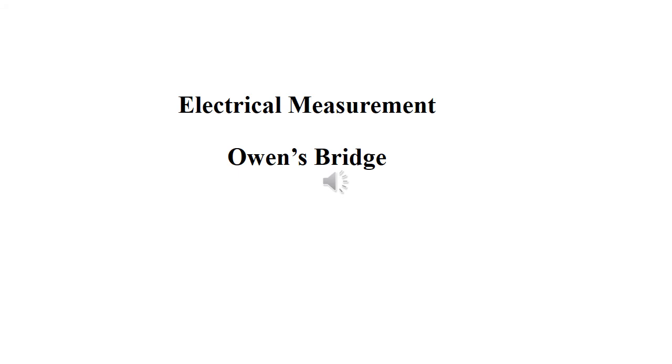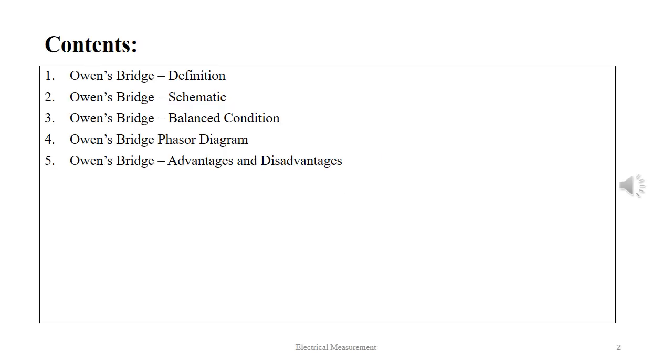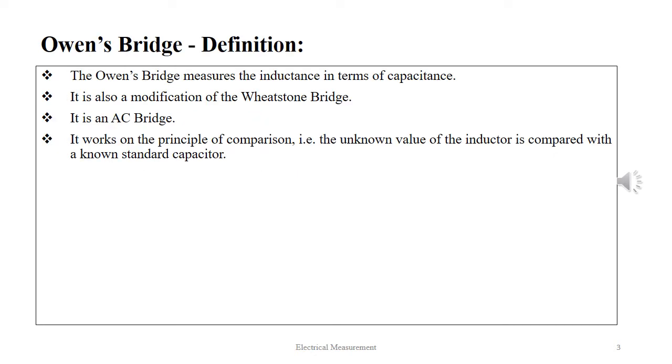In this discussion on electrical measurement, we will talk about Owen's bridge. The topics of discussion are definition of Owen's bridge, schematic of the bridge, balance condition of the Owen's bridge, phasor diagram, and advantages and disadvantages of the Owen's bridge. The Owen's bridge measures the inductance in terms of capacitance.